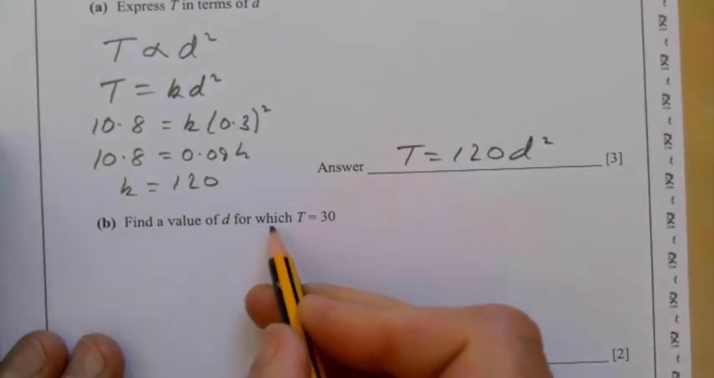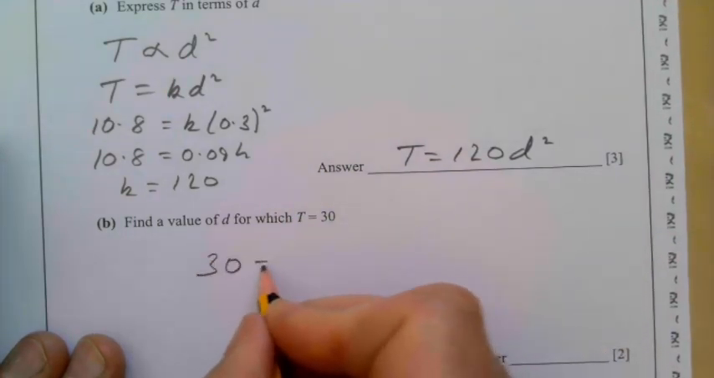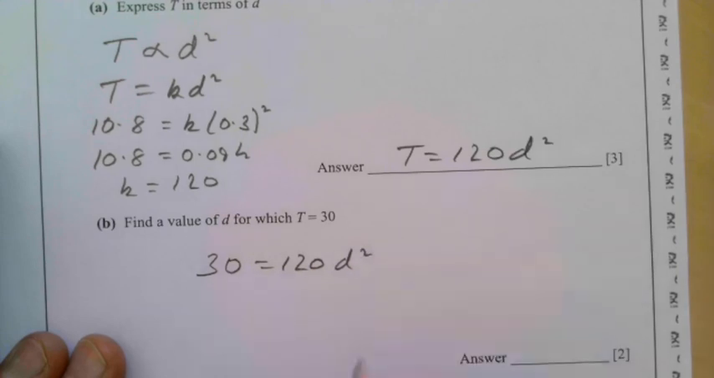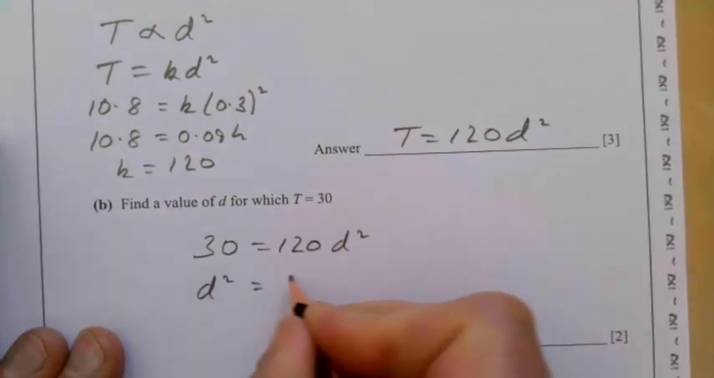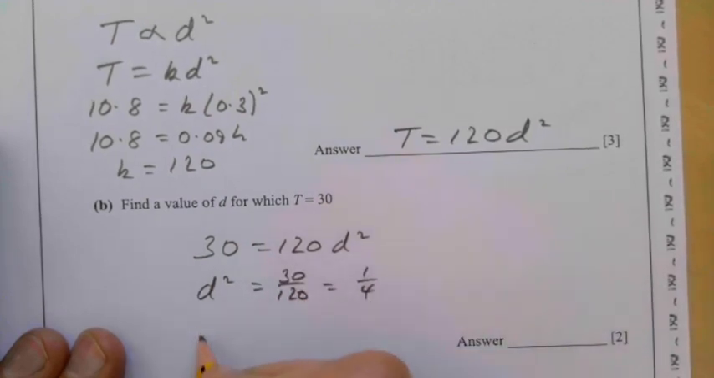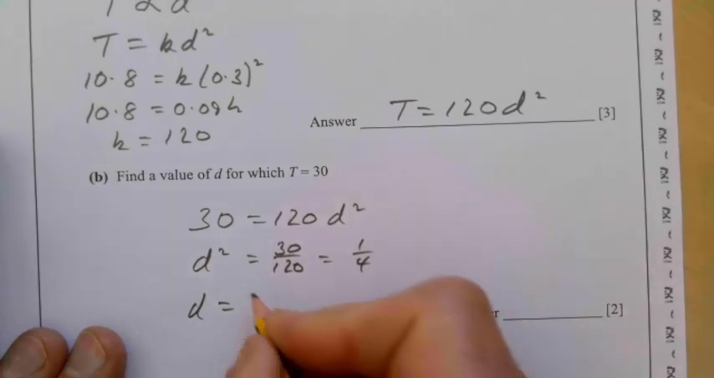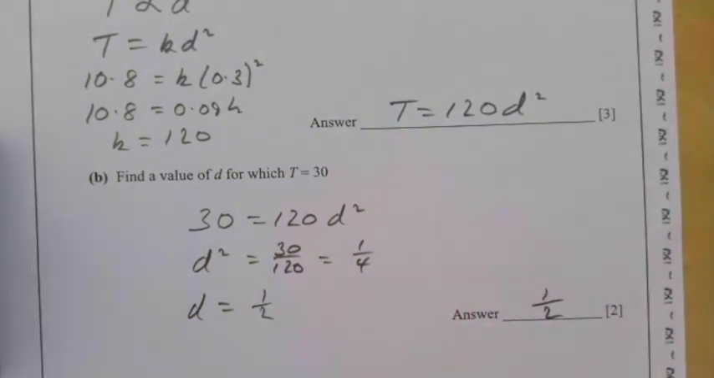Find the value of D for which T is 30. So it means 30 equals 120 D squared. D squared is 30 divided by 120, which is a quarter, and take the square root of a quarter, then you're going to get a half, or minus a half, I suppose, effectively. I think they're probably looking for a half.